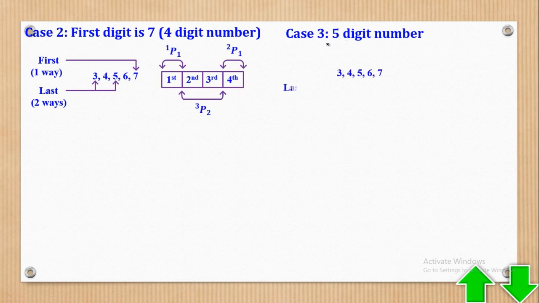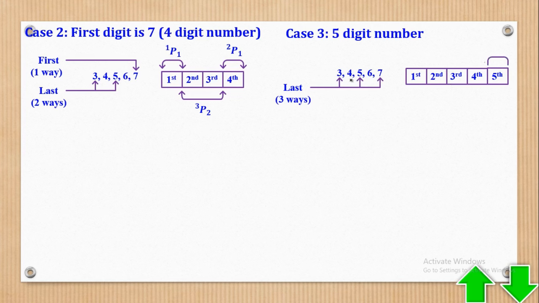We're only interested in the last value, so the last position must be odd. So it can be 3 or 5 or 7, and those are three ways. Therefore, there should be five positions. For the last one, we have three ways, so it will be 3 permutation 1. Then for the other positions, there are four positions to fill and four digits, so it will be 4 permutation 4.